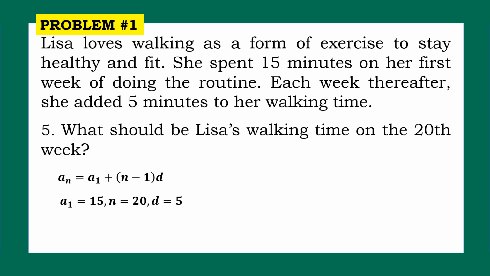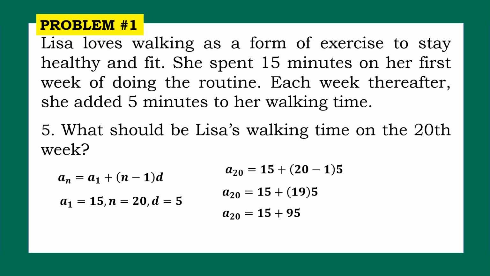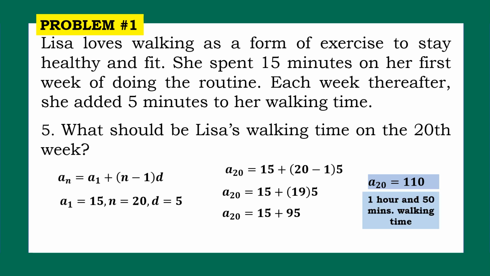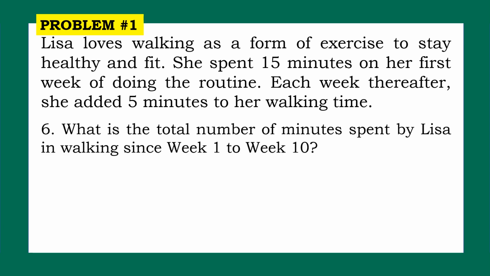We simply substitute all these values to the given formula, so we have a sub 20 is equal to 15 plus the quantity of 20 minus 1 times 5. Simplifying what is inside the parenthesis, we get 19. 19 times 5 will give us 95, and then we add it to 15. So it means that in the 20th week she will spend 110 minutes, or 1 hour and 50 minutes, walking.